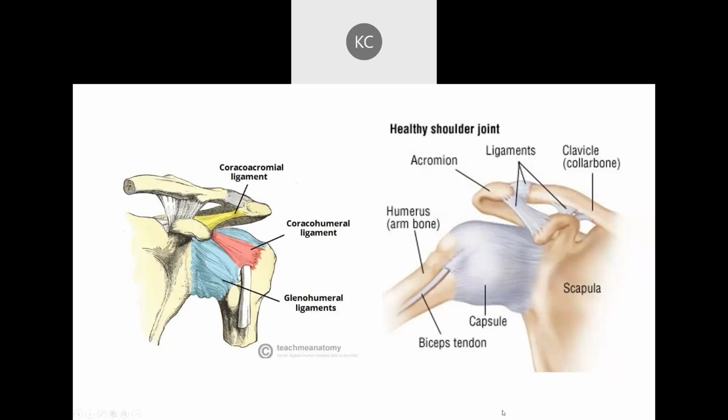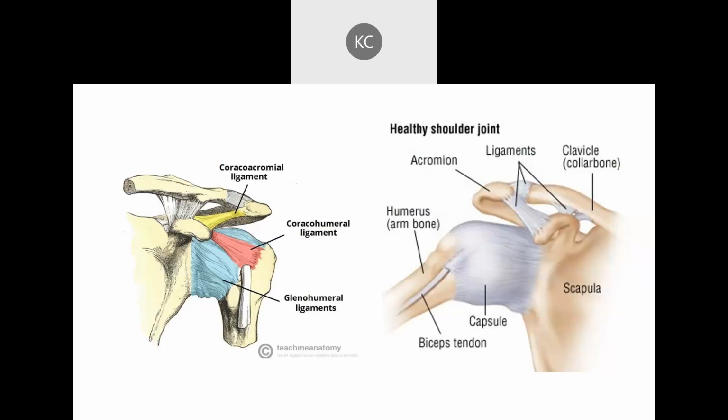Okay, so along this region of the shoulder, usually you can have two types of injuries. Okay, you can have a separated shoulder and you can have a dislocated shoulder, and these are not the same thing. Okay, sometimes they're used interchangeably, but in reality they're actually different.